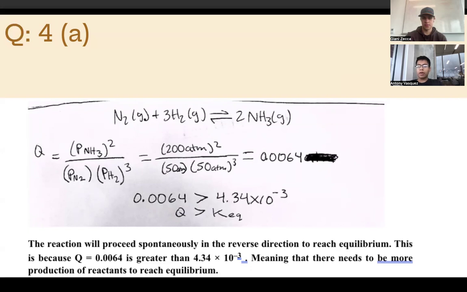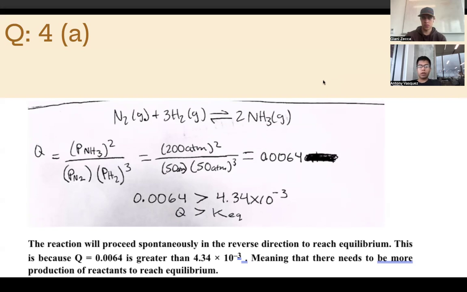0.0064. And we compare that to our KEQ, which is bigger than our KEQ, which demonstrates that this will proceed spontaneously in the reverse direction to reach equilibrium. This is because Q equaling 0.0064 is greater than our KEQ, meaning that there's more production of reactants to reach equilibrium.